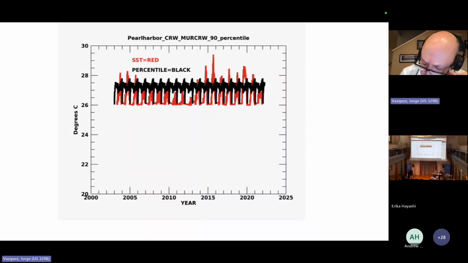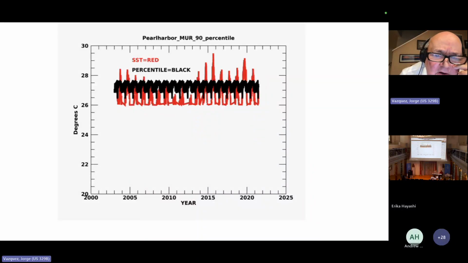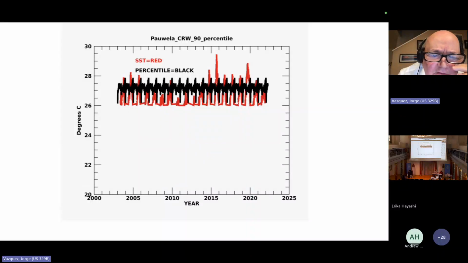So this is off of Pearl Harbor. Did the same thing off of, this is for Mirror. And again, you see similar results when you see the maximum and also for the 90th percentile. And then this is off of Pahuela. And you see again the maximum that occurs in the SST values. And also there's about a plus 2.5 degree difference between the 90th percentile and the SST value, which is significant.